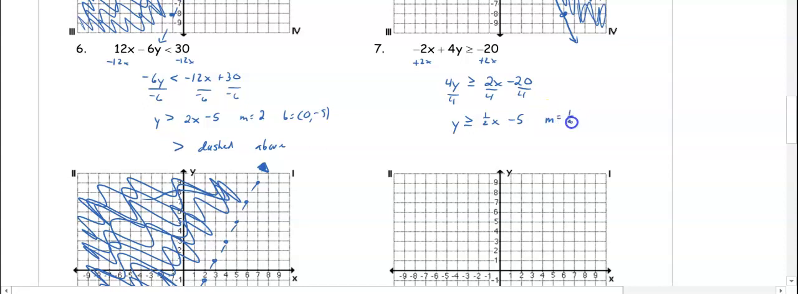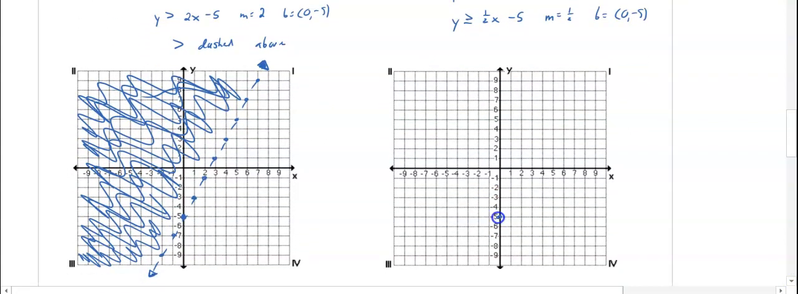So our slope here is going to be 1/2. Our b value is going to be 0, negative 5. So we're going to start at negative 5. We're going to go up 1, right 2, all the way across the graph. We can also go down 1 and left 2. Then we have a greater than or equal to symbol, so that means our line is going to be solid and we are going to shade above. So we're going to connect these points and then we're going to shade above our graph.